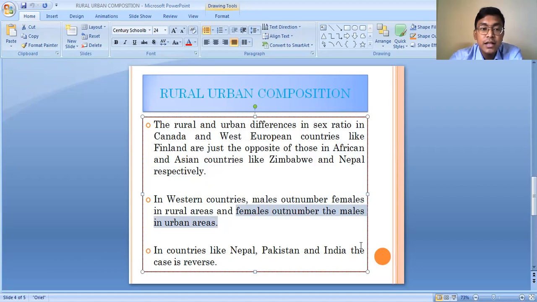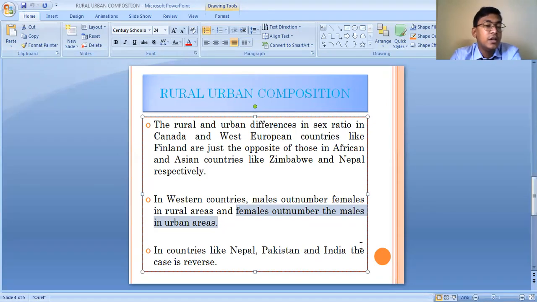But if you see the case of India, Pakistan, Nepal, or some other Asian countries, the case is totally opposite. In the rural areas of India, Pakistan, Nepal, or some other Asian and African countries, you will find females are more in the rural areas. But in the Western countries, in the rural areas, males are more. And in India, Pakistan, and Nepal, in the urban areas the males are more, females are less. But in the Western countries, females are more in the urban areas. So the situation is totally opposite.